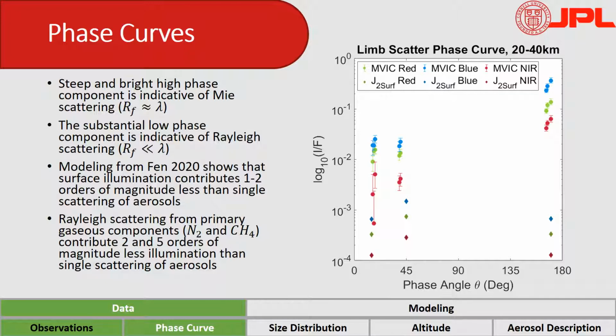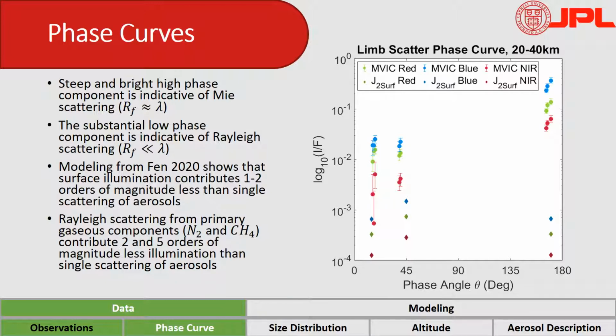So now we have the scattering phase curve for Pluto's haze, in this case from 20 to 40 kilometers, and what you'll notice immediately is the steep high phase component to Pluto's haze. What you'll also notice is the not insignificant amount of low phase scattering that we have. This is interesting because Mie scattering is identifiable by a steep forward scattering component and an almost zero back scattering component, while Rayleigh scattering is identifiable by isotropic scattering.